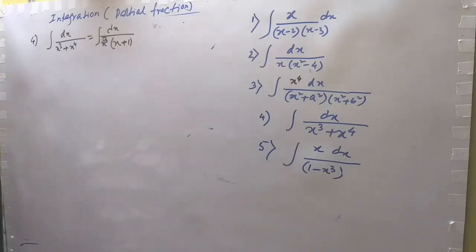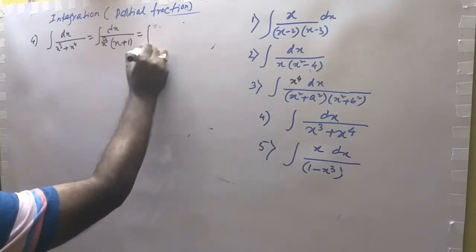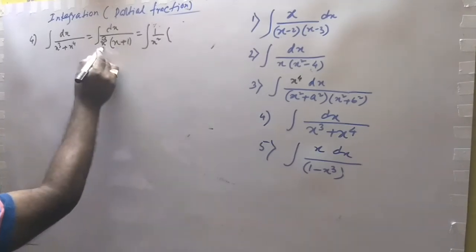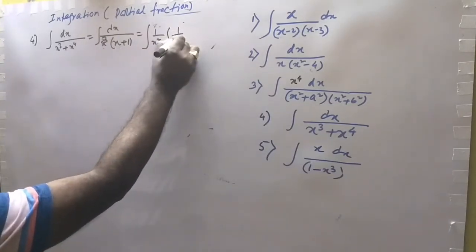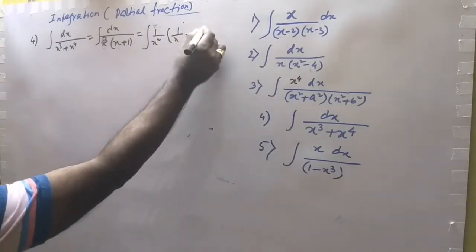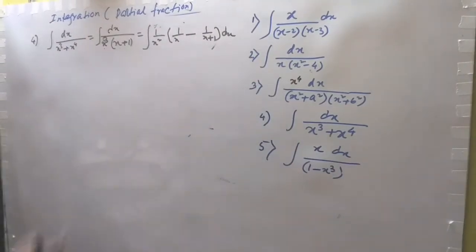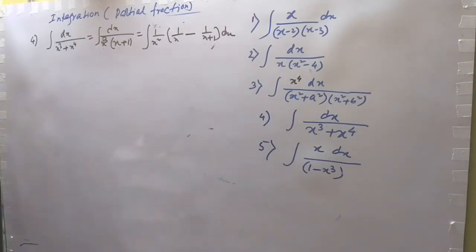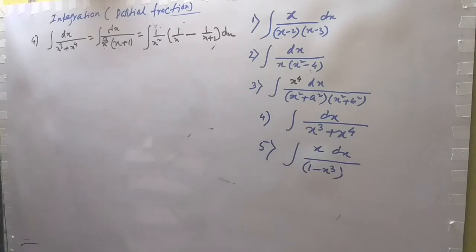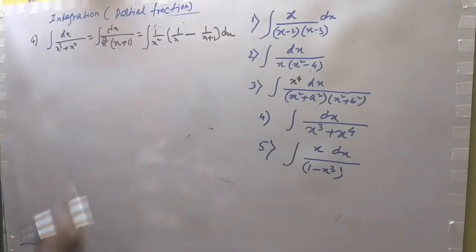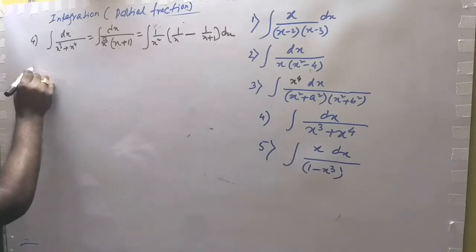So let's see here, 1 by x cube, you can write here x square. And another part, x into x plus 1. Like in the previous question, there we were subtracting by this factor, 1 by x into x plus 1 in the form of minus. If we take the LCM, x into x plus 1, and get the numerator part we want, so it is always balanced.